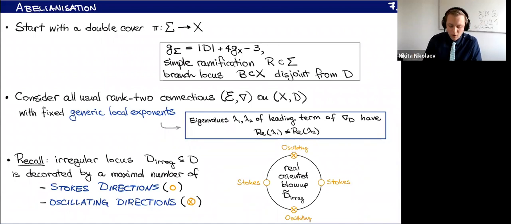And so obviously the way these directions occur, they always occur in alternating fashion, and there's an even number of them. So I'm going to color them in a specific way, which is going to be important. I'll always denote my Stokes directions with just an empty circle, and oscillating directions with a crossed circle or circled cross.